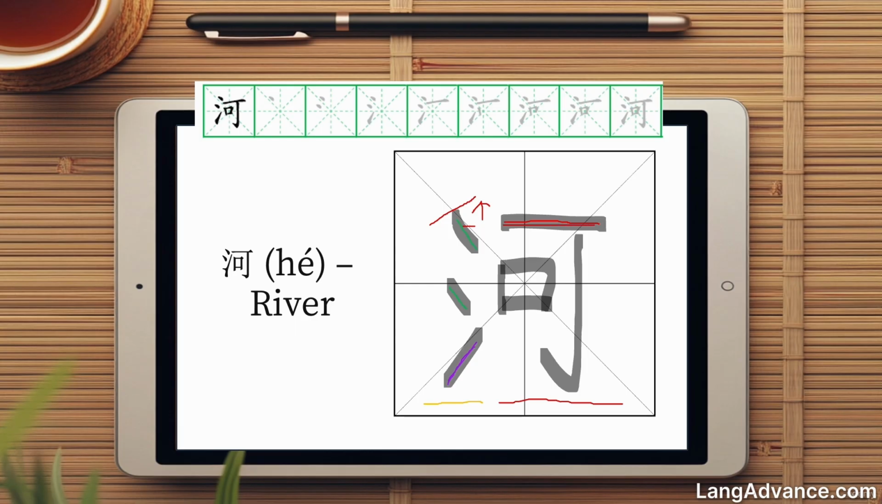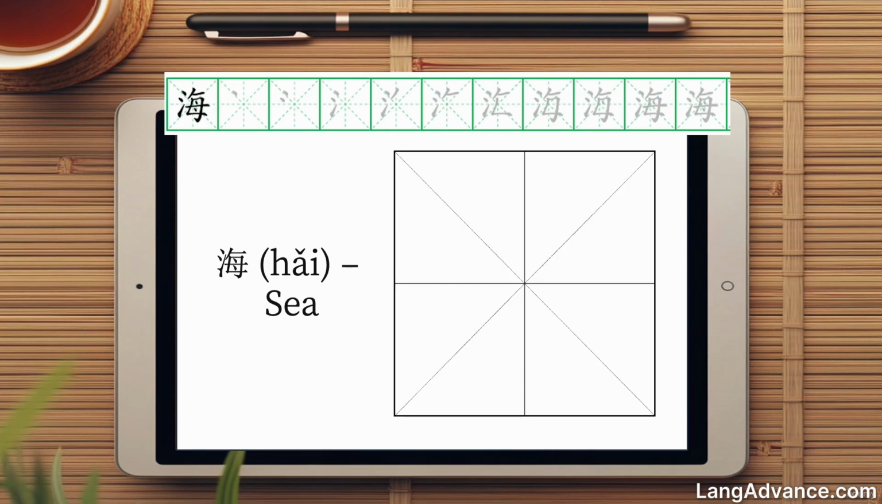Okay. Now let us do our box. The box will always be in the middle of everything. And then our vertical line and hook. Awesome. Our 3 dots, our box, and our hook. 河, river. 河. Let's learn how to write the sea. 海. Okay?